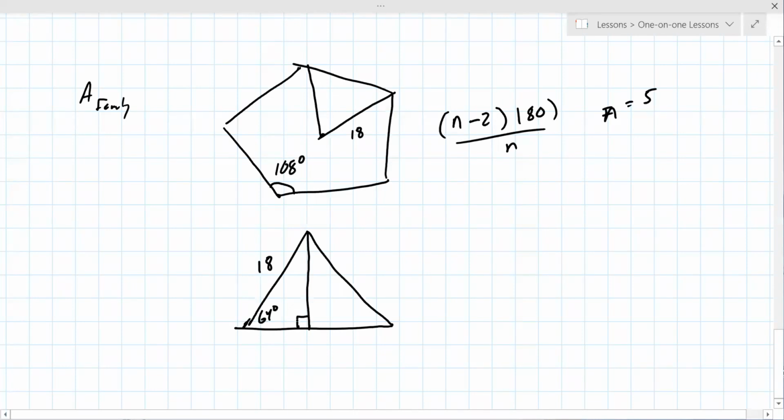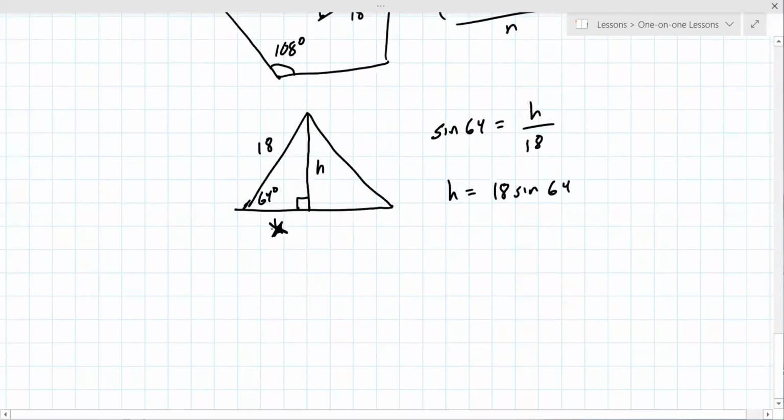So we need two things. We need the height here, and actually I'm just going to call this x. Okay, so this one actually has the most work. The sine of 64 degrees is the height opposite over the hypotenuse 18. So the height is 18 sine 64. X, okay, cosine 64 equals x over 18. So x is 18 cosine 64.